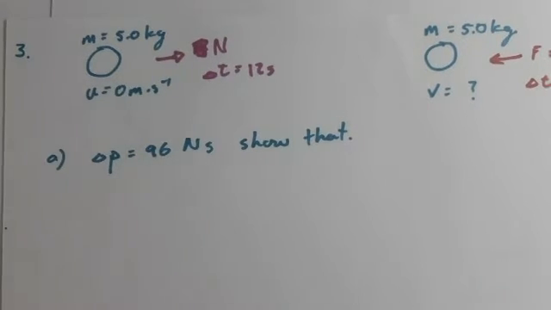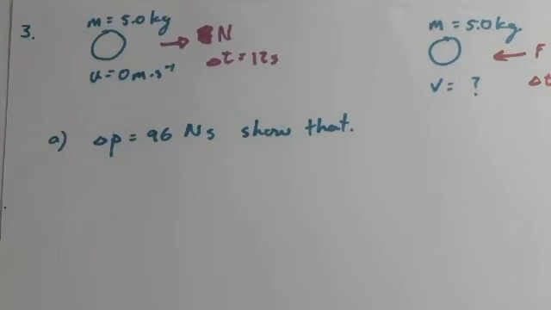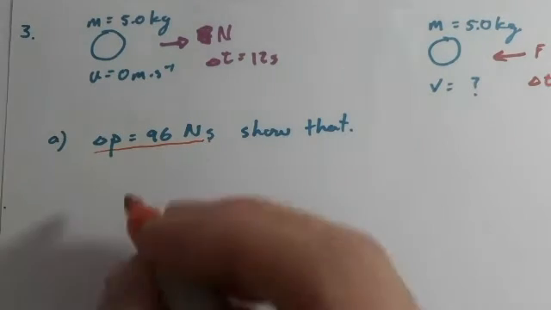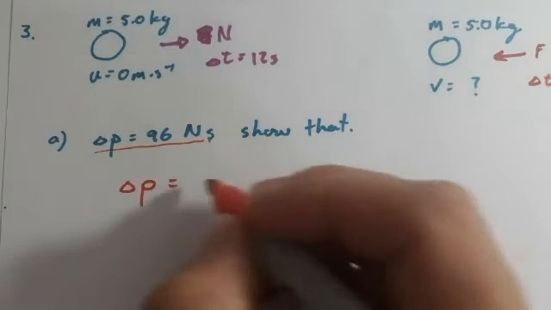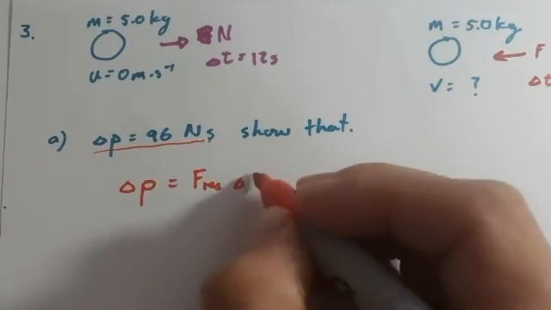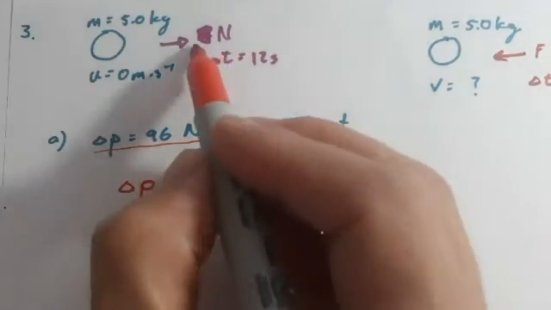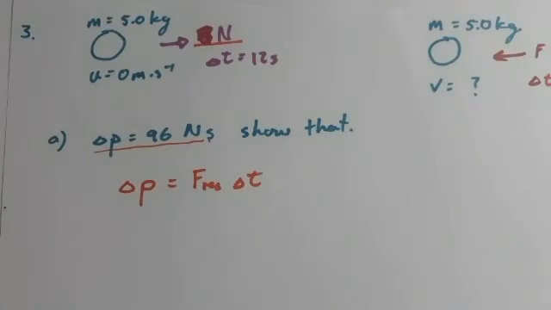Let's see, what do they want from us? For A, they say show that the change in momentum due to the 8 Newton is 96 Newton seconds. Okay, so they want us to prove that the change in momentum is equal to that. So again, we're going to use the principle that we just said. Change in momentum is equal to F res times delta t. And listen, this is the only force, that 8 Newton is the only force working on it. So therefore, that is the resultant force. All right? Just make sure always this definition is for resultant force.